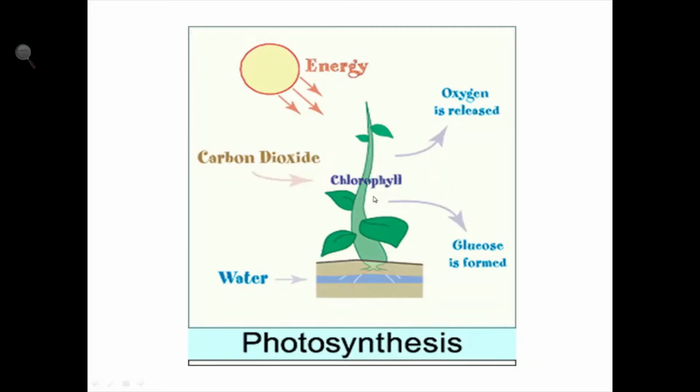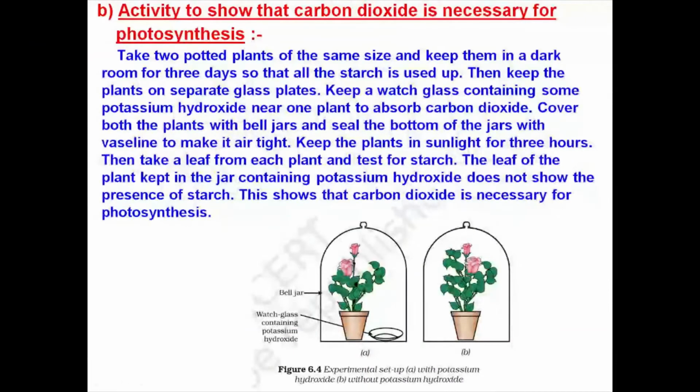The plant has obtained all the raw materials necessary, so now it is required to show that carbon dioxide is necessary for photosynthesis. Let us take two potted plants of the same size and keep them in a dark room for 3 days so that all the starch is used up, that is, de-starch them. Then keep the green plants on separate glass plates. Keep a watch glass containing some potassium hydroxide, that is KOH, near one plant to absorb carbon dioxide. KOH is a good carbon dioxide absorber.